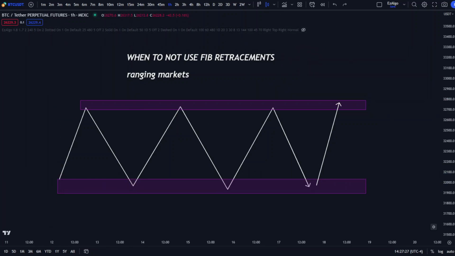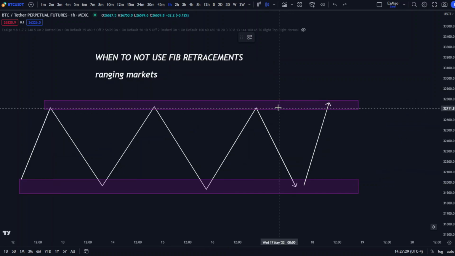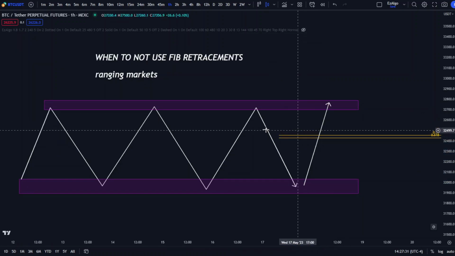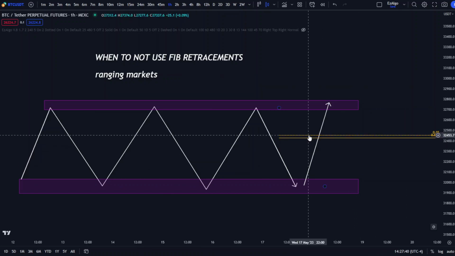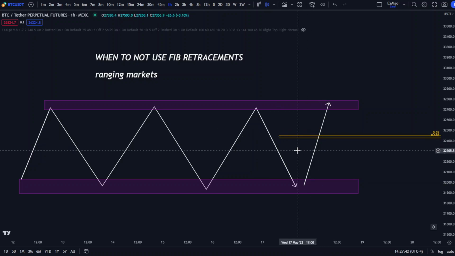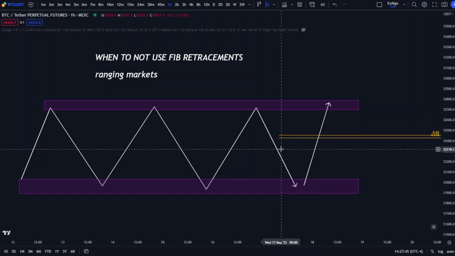Now, that being said, you can still use the golden pocket in this case, but you have to use it a little bit differently. In a trending market, let's say you're in an uptrend with higher highs and higher lows, you can get away with setting a limit order at the golden pocket with other confluence like a key SR, fair value gap, etc.